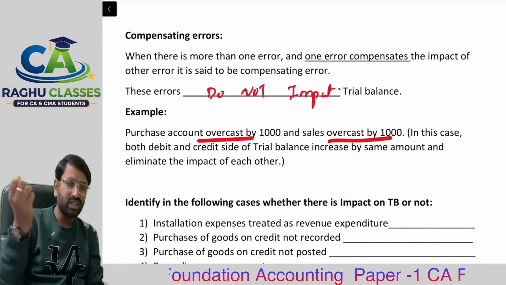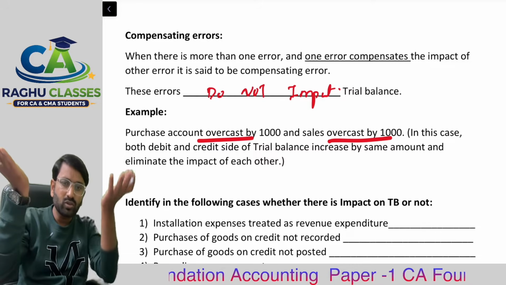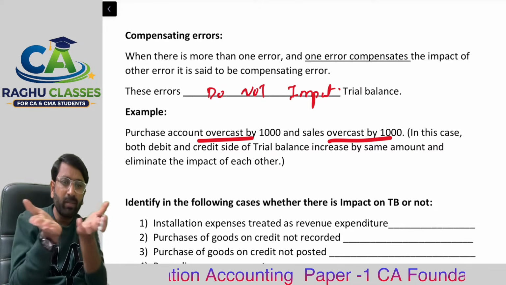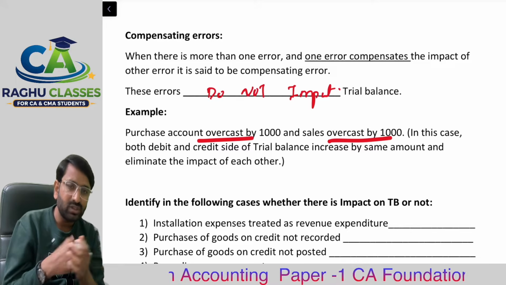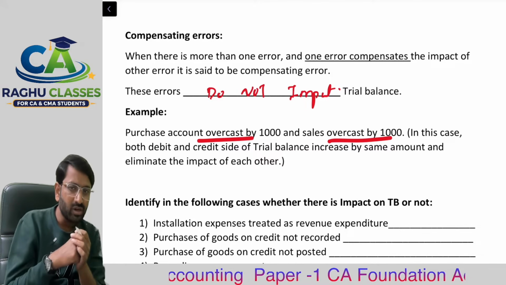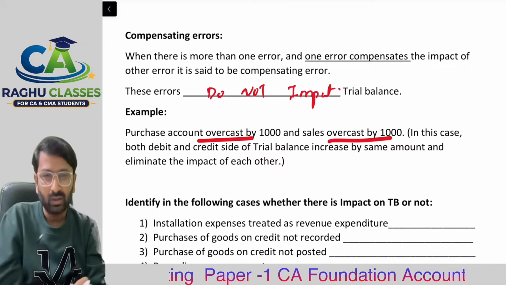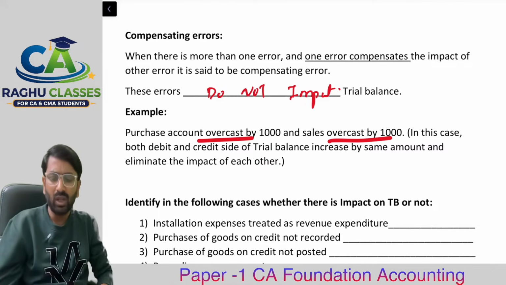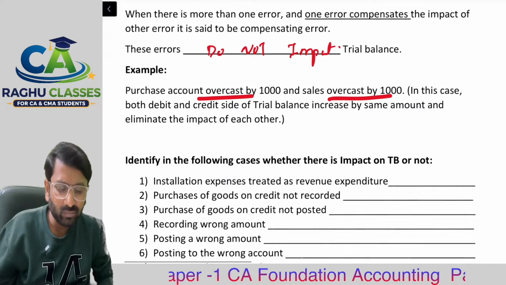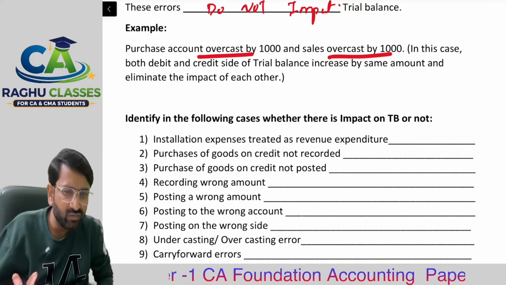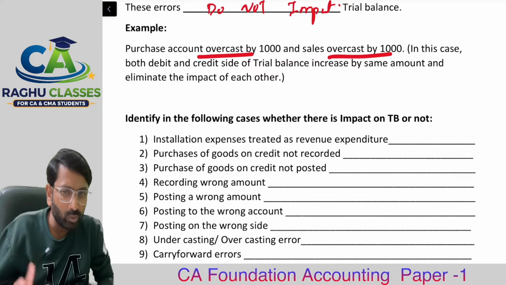So can I say TB debit also goes up, credit also goes up? And if both are going up by the same amount, can I say trial balance will tally? And this kind of error is what we call a compensating error. Okay. So these are different types of errors. Now, I gave you a few examples. Try to understand, try to identify whether it will affect trial balance or not.